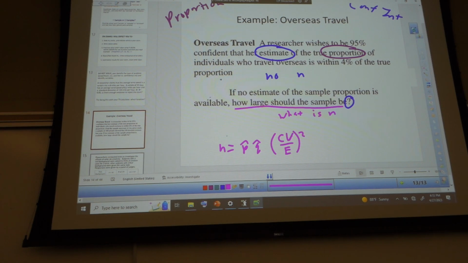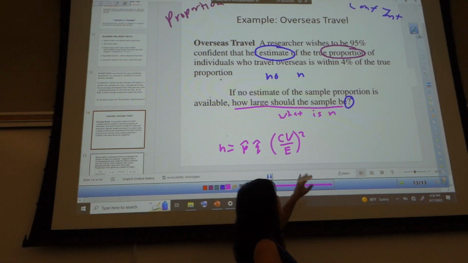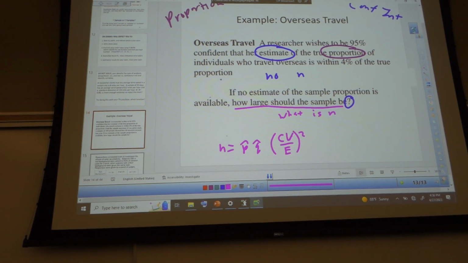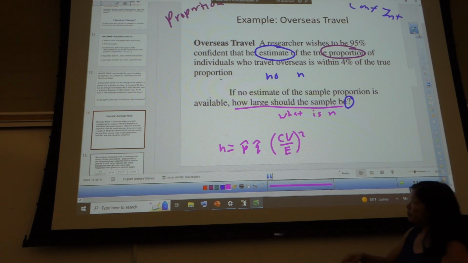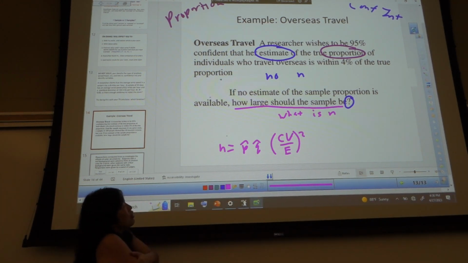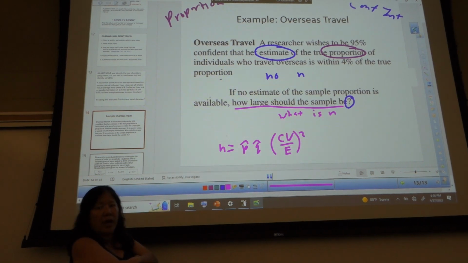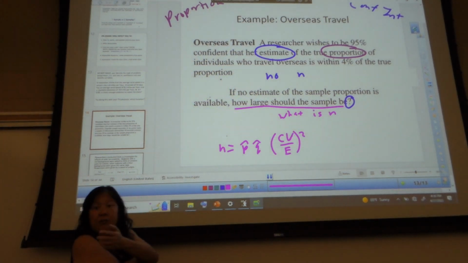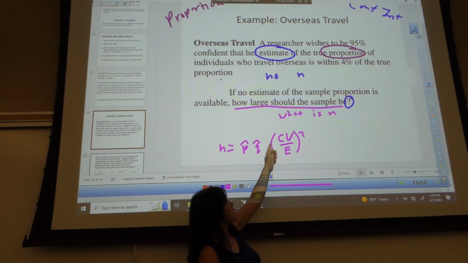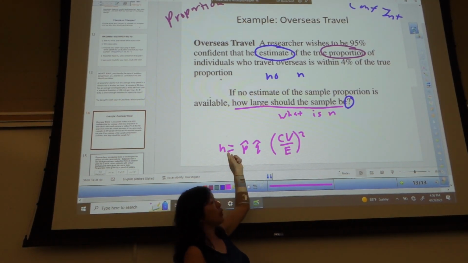So first off, what is my critical value? You will need the z table for this one, but for this particular one, a 95% confidence interval, you all know that critical value. It is 1.96 exactly. And then no estimate of proportions is available. What shall I use for p hat and q hat if I have no estimate? 50-50, 0.5, 0.5.